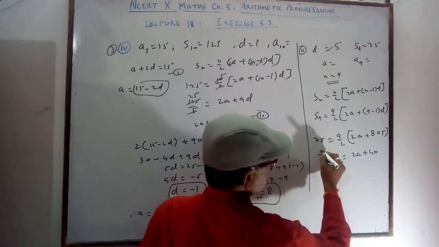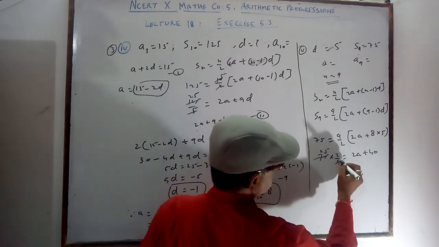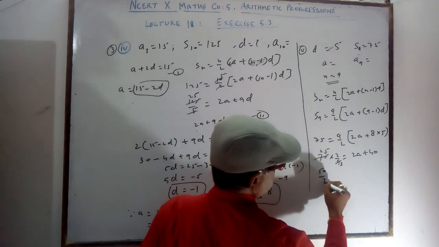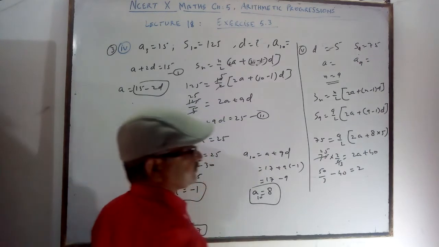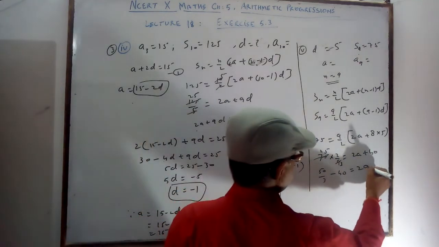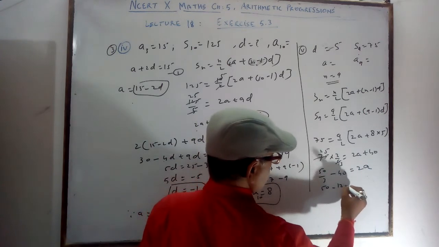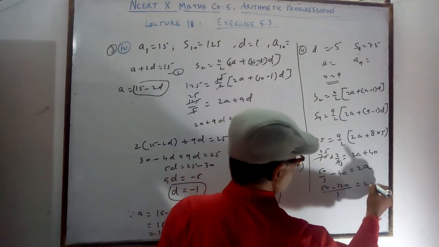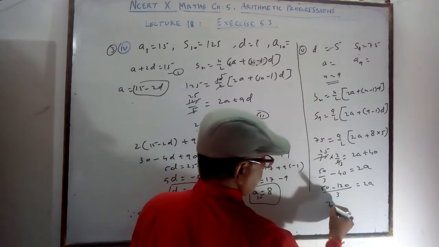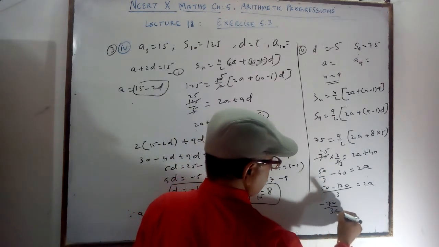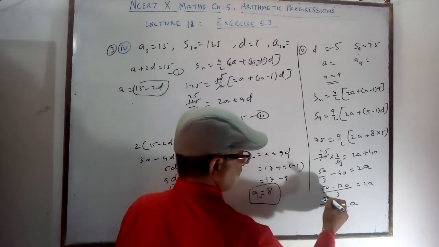3 3 the 9, 3 25 the 75. So 50 upon 3 minus 40 is equal to 2A. What will you get? 50 minus 120 by 3 is equal to 2A, LCM. So 50 minus 70 by 3 into 2 is equal to A. You transpose by 2, you will get 35.